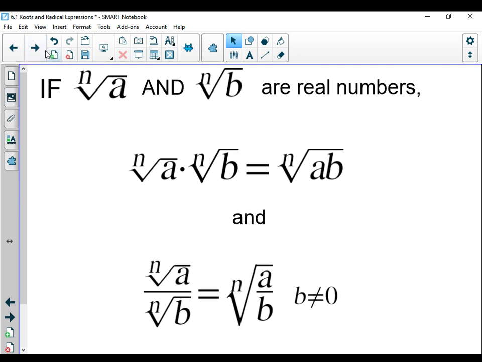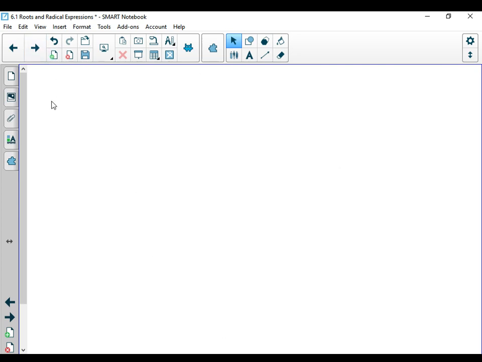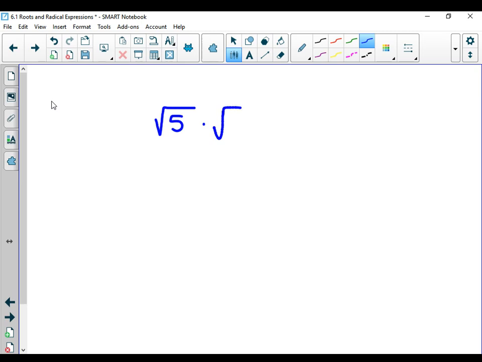So for example, let me start with something small. Let's do square root of 5 times the square root of 12. Okay, so what you could do is you could simplify each one individually and then combine them. Or at the beginning, you can use that property and say, well, they both are square roots, so I can write that as the square root of 60.